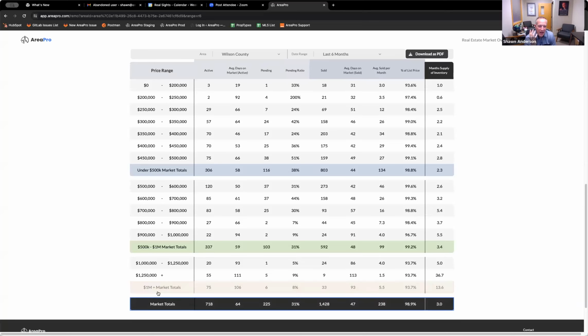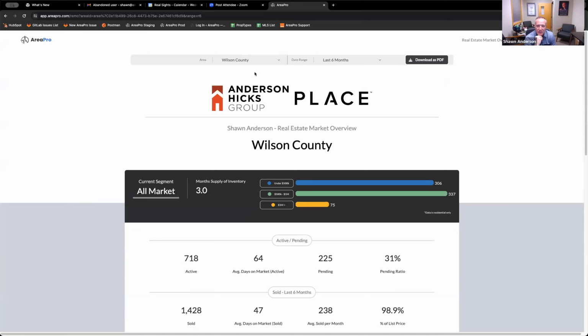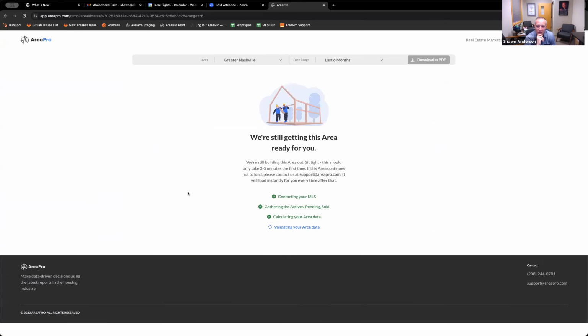So this is Wilson County. Let's go see if that larger area is ready to go. Not quite, but it takes 3 to 4 minutes and then it'll be ready. Questions in the meantime while we pull that? Did that show you what we wanted to show, Wes, on building that area?